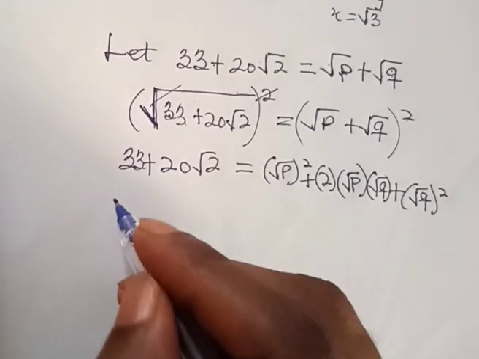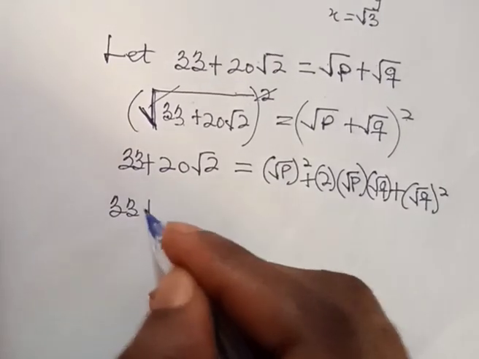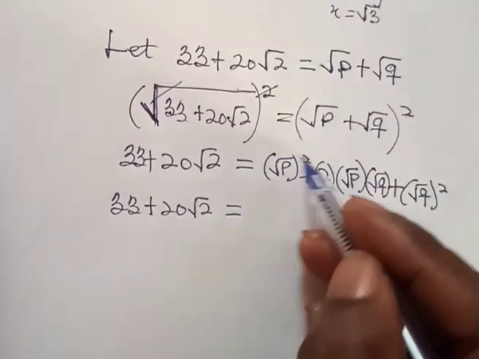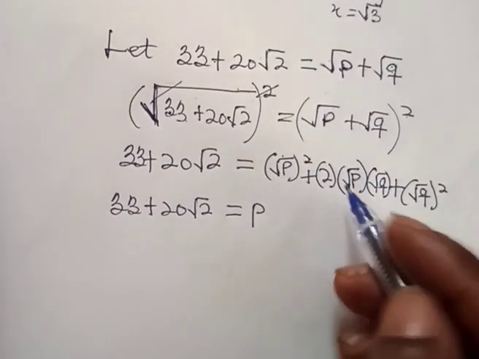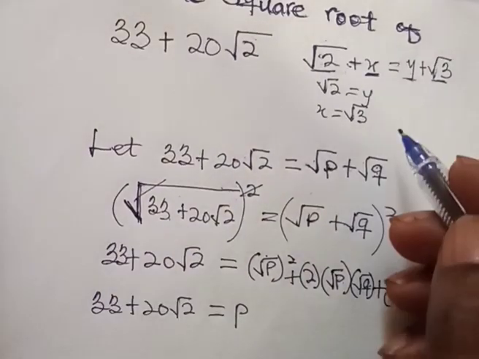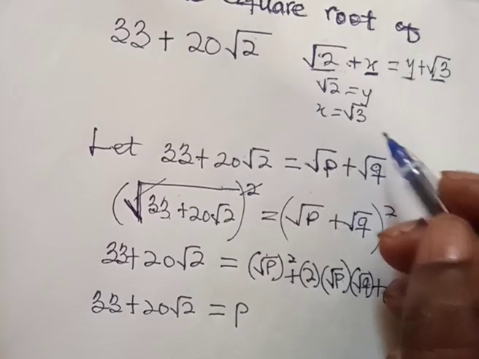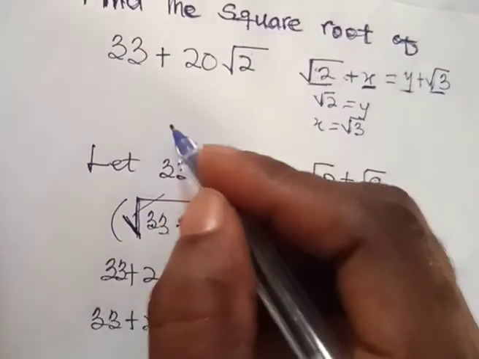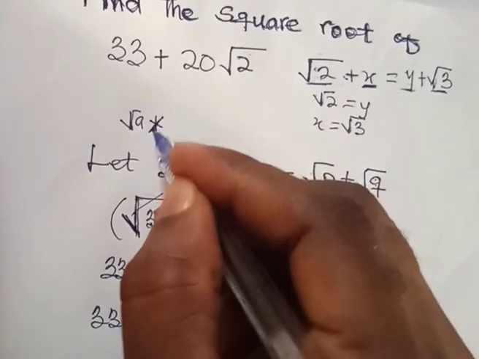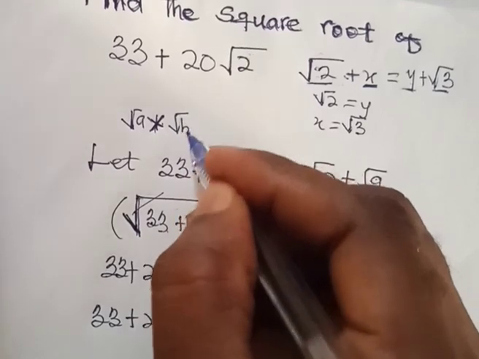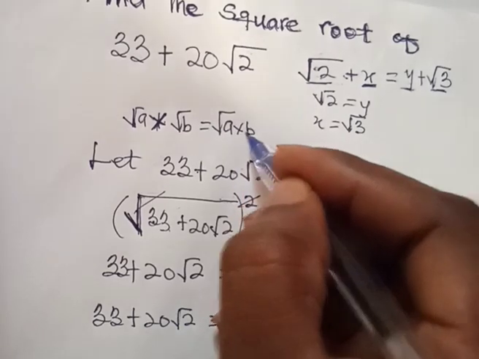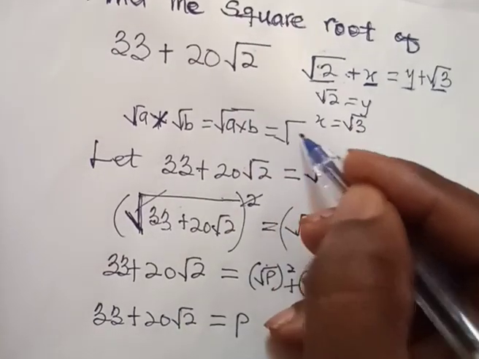All right, good. Now let's maintain our 33 plus 20 root 2, which is equal to, now if I square this, then here becomes P. If I multiply this and this, remember what we did in the basic principles of surds: if I give you the square root of A times the square root of B, we multiply what is in the radical sign like this, so that we get the square root of AB.